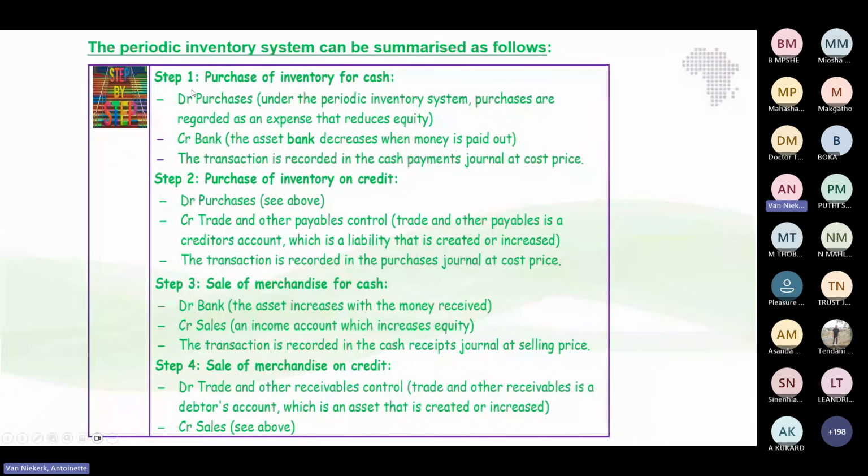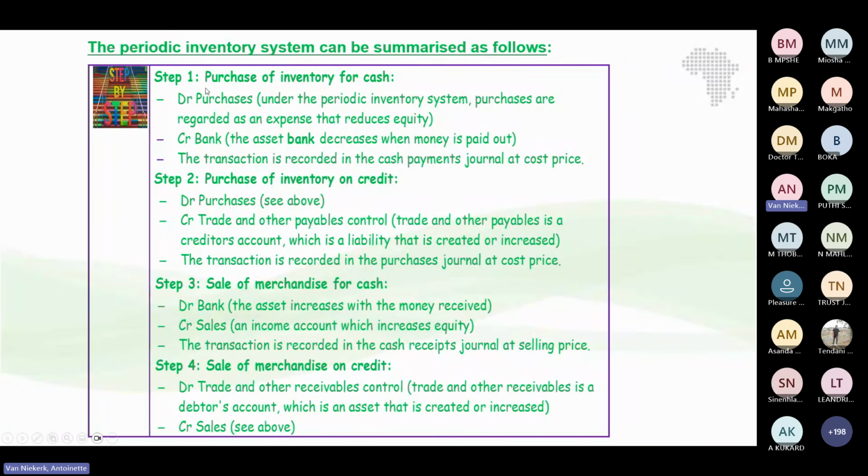Now, step 1, purchase of inventory for cash. Remember, you are focusing now on the periodic inventory system. That means you forget about inventory. You use either the purchases or sales accounts, and cost of sales will not be recorded, or any inventory under the inventory account.